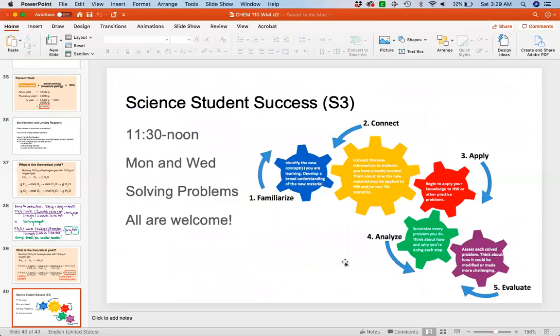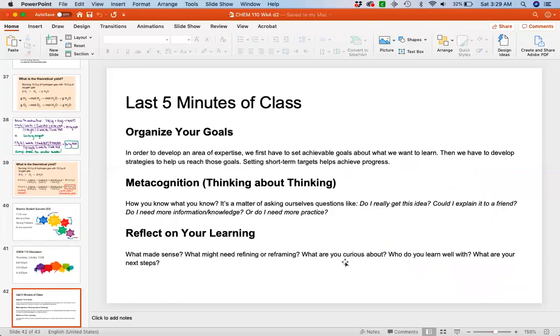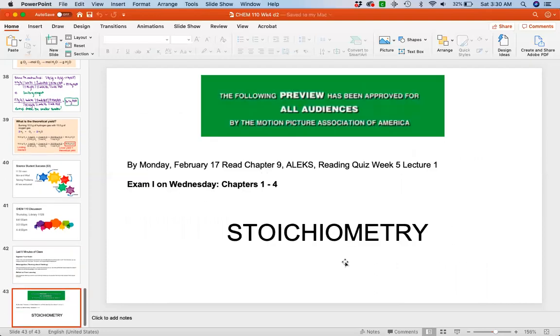Just a quick reminder, student success will meet after class. So this is Mondays and Wednesdays after class. And there are actually other times. So if that time doesn't work for you, there are other times that are available. And then in discussion, we'll be working on stoichiometry especially and balancing equations today. And then the last 5 minutes of class, you're going to organize your goals, think about your thinking, and then reflect on your learning. So take a moment, check in, see where you're at. Think about what makes sense, what might need a little bit more practice, and what might be something that you could think about for your next steps.